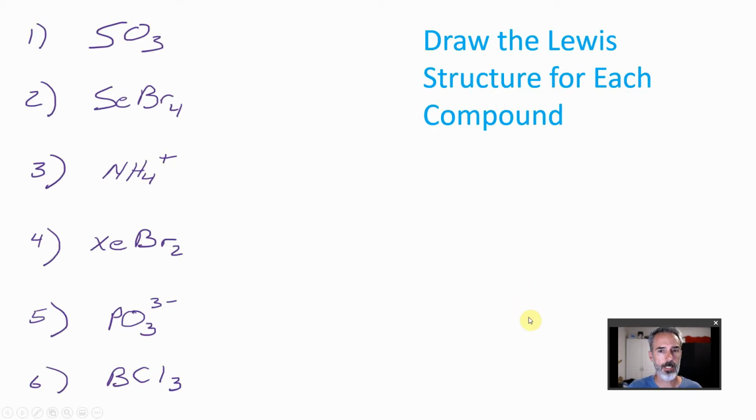All right, so let's see. So here are the compounds that I want you to draw Lewis structures of. There's 6 of them, and the reason I chose these 6 is because they represent the variety of issues that people can have when drawing Lewis structures.